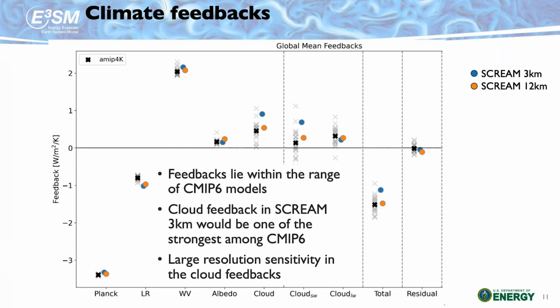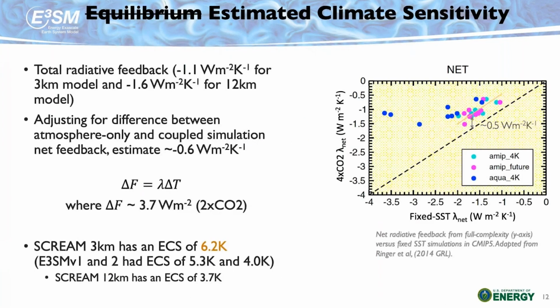But we can take this net feedback and ask the question, what is the equilibrium climate sensitivity? And in this case, it's an estimated climate sensitivity, since we actually have to do a little bit of approximation. We can take the total radiative feedback from the SCREAM 3 kilometers, about negative 1.1 watts per meter squared. And then we need an adjustment between the net feedback in the fixed SST and the 4 times CO2 experiment, and it's about 0.5 watt per meter squared per Kelvin. With that adjustment and taking the radiative forcing from the doubling of CO2, which is about 3.7 watts per meter squared, we get an ECS of 6.2 Kelvin, and that's very high.